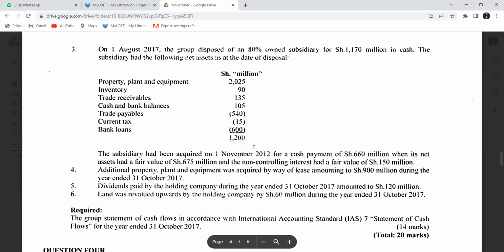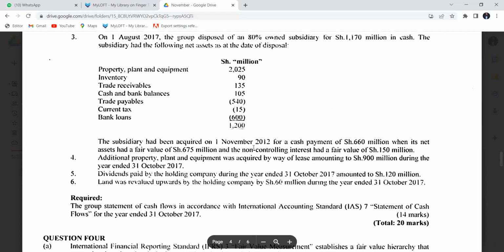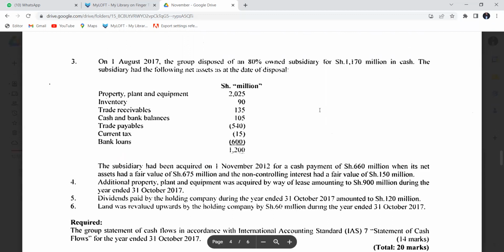Number 6, land was revalued upwards by the holding company by 60 million during the year ended 1st October 2017. Required: the group statement of cash flow in accordance with IAS 7 Statement of Cash Flows. So here you just present your cash flow statements. The examiner is not specific which method to use, either direct or indirect can be used. So I will start with indirect.